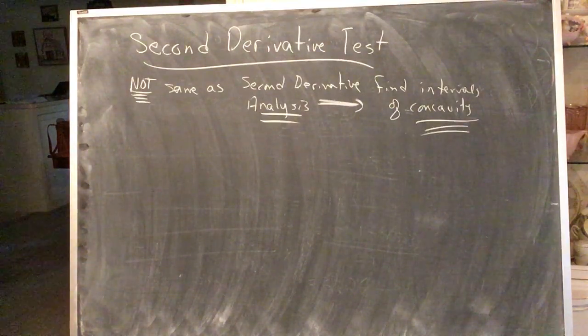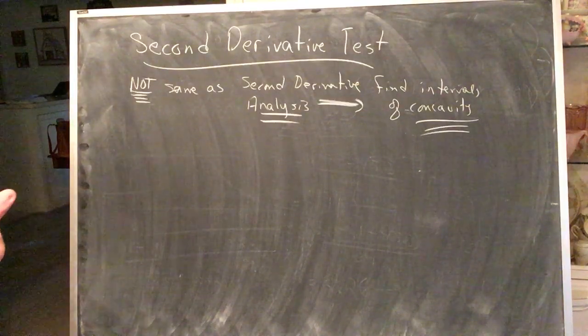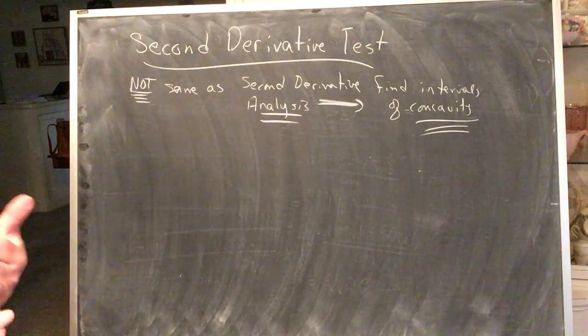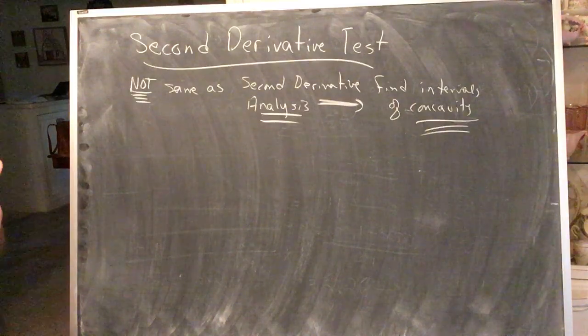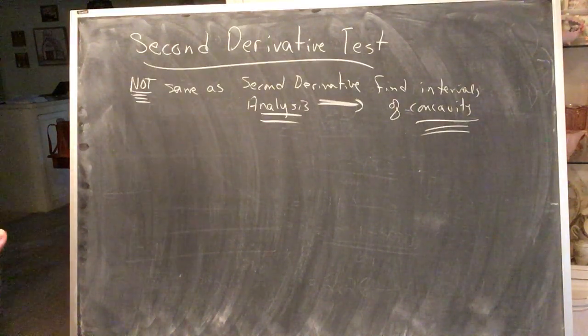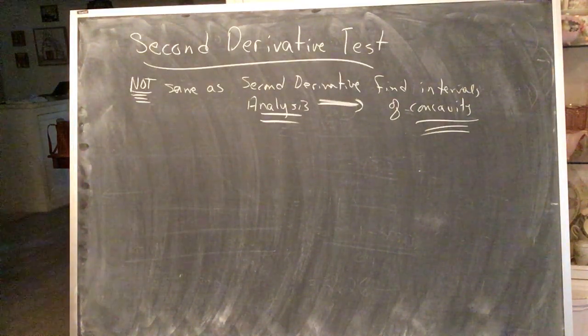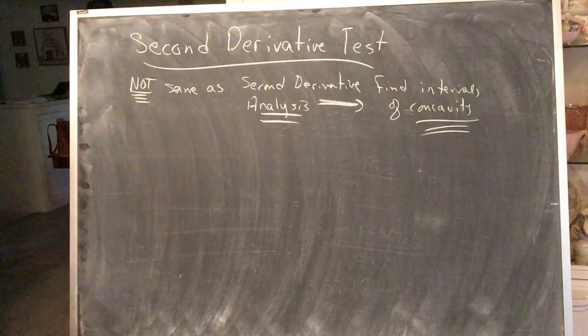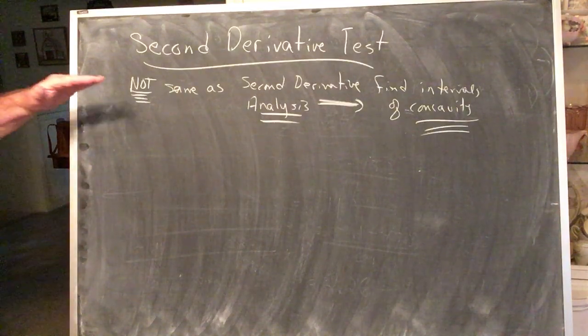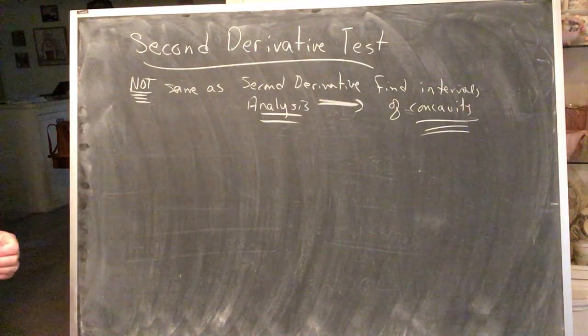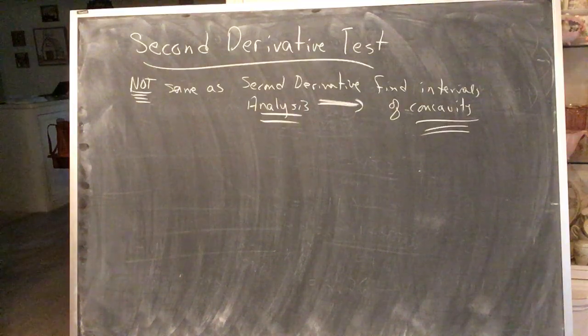So I'm being very careful to use the terminology first derivative analysis. The first derivative analysis is used to determine the intervals of increase and decrease, and from that you can also find the relative extrema and any saddle points. The second derivative analysis is used to find the intervals of concavity, where the curve is concave up and concave down, and from that you can find inflection points.